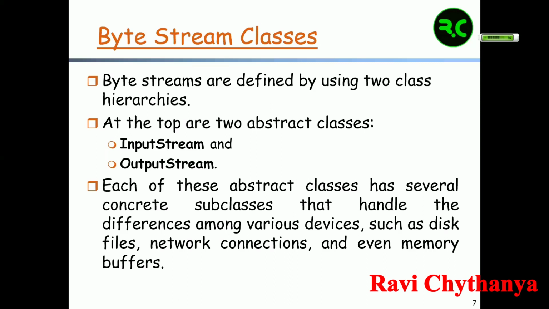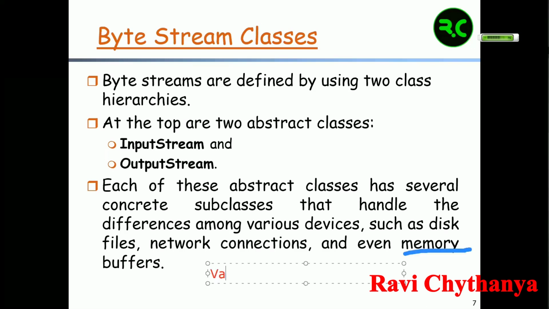There are two top abstract classes, which are input stream and output stream. Each of these abstract classes has several concrete subclasses that handle the differences among various devices, such as disk files, network connections, and even memory buffers. The memory buffers are nothing but the variables, so those variables come under these memory buffers. And we are going to have the network connections and disk files.